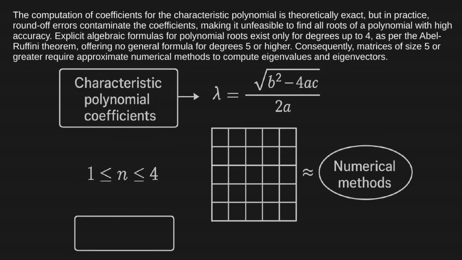The computation of coefficients for the characteristic polynomial is theoretically exact, but in practice, round-off errors contaminate the coefficients, making it unfeasible to find all roots of a polynomial with high accuracy. Explicit algebraic formulas for polynomial roots exist only for degrees up to 4, as per the Abel-Ruffini theorem, offering no general formula for degrees 5 or higher. Consequently, matrices of size 5 or greater require approximate numerical methods to compute eigenvalues and eigenvectors.